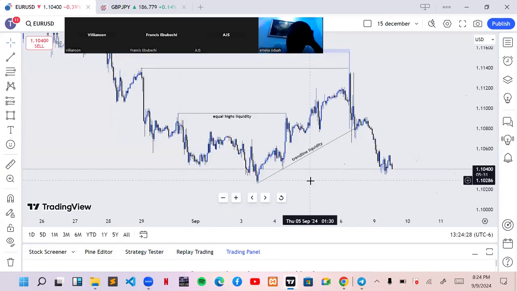The market is trending with higher highs and higher lows, or lower highs and lower lows. In the opposite direction of where the market is going, there's liquidity being built up. And once the market starts reversing, it clears that entire zone.